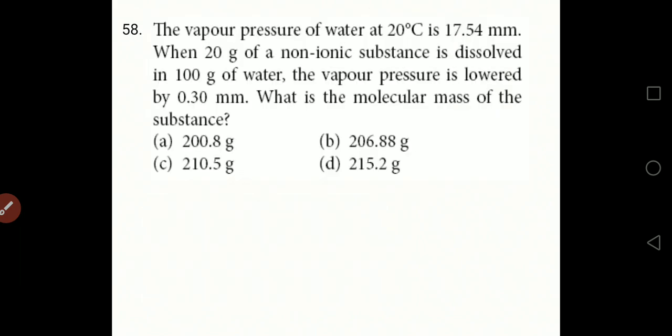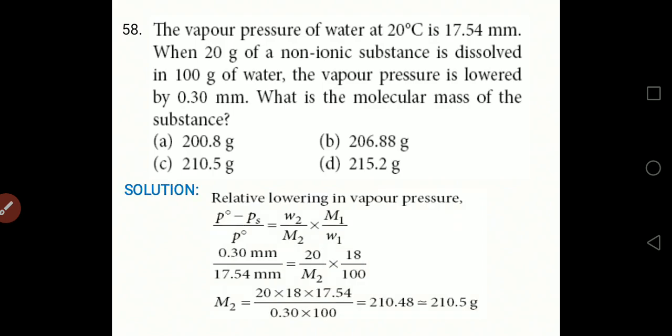58, the vapor pressure of the water at 20 degrees Celsius is given, when 20 gram of the non-ionic substance is dissolved in 100 gram of water. Vapor pressure is lowered by 0.30 mm, that is mm means mmHg pressure unit. What is the molecular mass of the substance? So they directly use the formula P0 minus P divided by P0, equals W2 by M2 into M1 by W1. So substitute all those things, you will get the answer 210.5. So the answer is 210.5. C is the option.